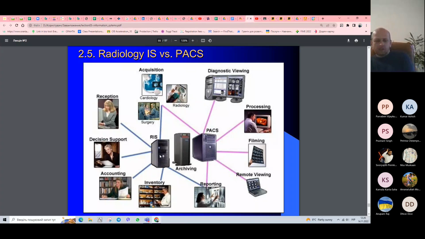Next, in this view we can see the storage of data, and different kinds of users you can also find: the accounting, the decision support system, the cardiologist, acquisition, radiologist, diagnostics viewing, because we should also normally visualize, processing, filming, remote viewing, and reporting. From this case, you see different users can be there, and our task is to provide them the necessary information.